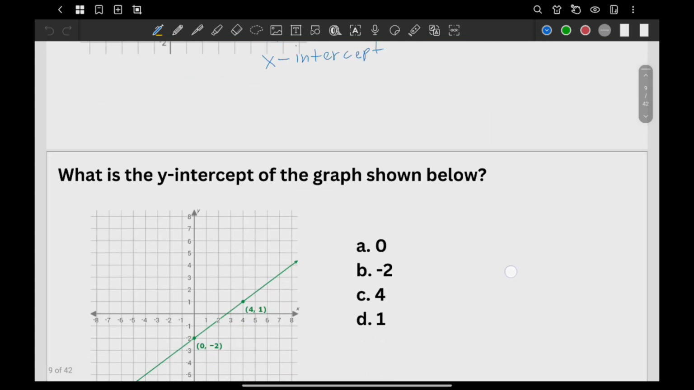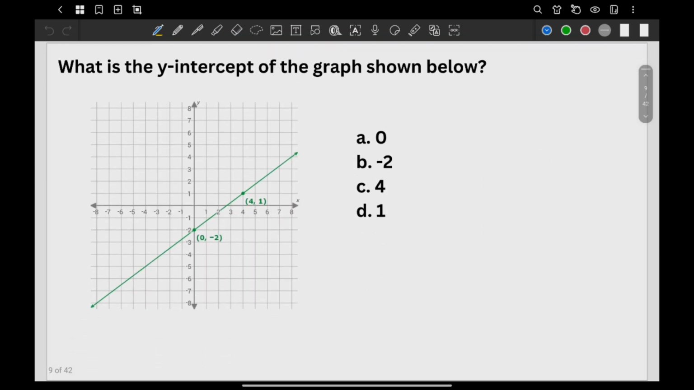Next one. What is the y-intercept? Again, same question. When you say y-intercept, it is the point wherein the line, the green line, touches the y-axis. And that is on this point. Again, the answer could be 0, negative 2, but considering the choices, we can just put there negative 2.